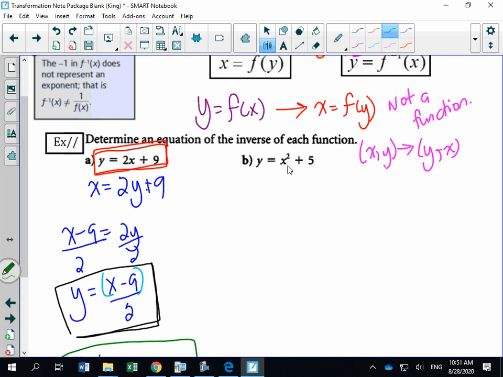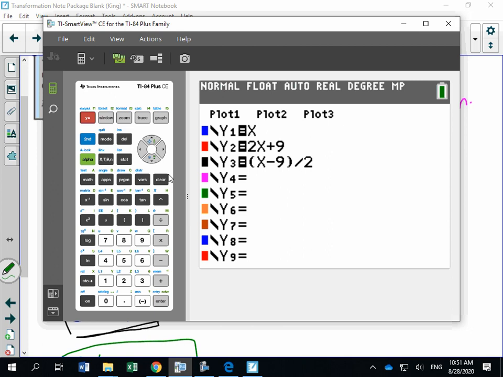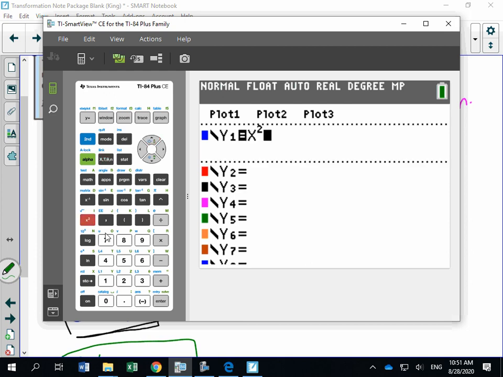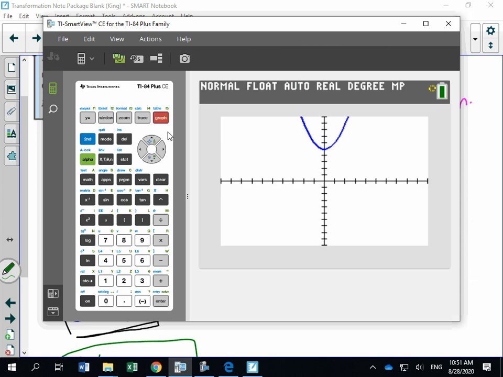Okay, let's do this guy, x squared plus 5. So let's look at the original graph first. So go to your calculators, go to y is equal to, let's clear these. And let's look at the original graph first. So the original graph is x squared plus 5. Okay, it's a parabola. This parabola, when we reflect this in the line y is equal to x, is the inverse of this going to be a function?